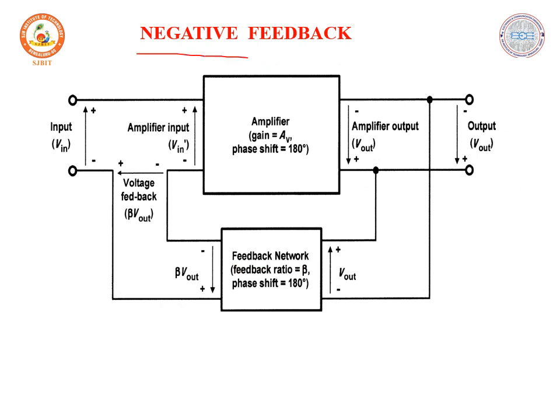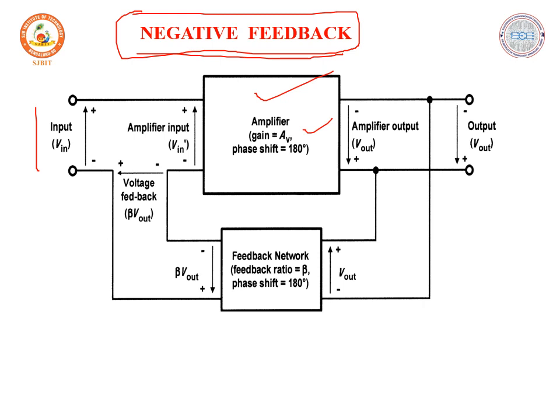Now consider negative feedback. In the negative feedback amplifier, the amplifier gain is AV and the phase shift is 180 degrees. The input is Vin, which is the amplifier input. We are going to take the negative feedback. Because the amplifier gives 180 degree phase shift, we get minus and plus. That negative feedback we apply through a feedback network. The feedback ratio is beta. The feedback phase shift is 180 degrees, so the feedback network also gives 180 degree phase shift, and we get minus and plus here.